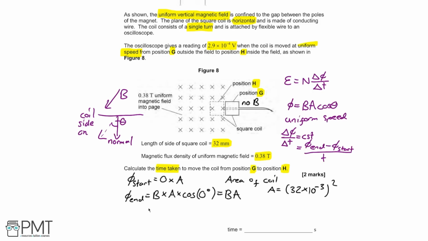Then we can rearrange our equation for epsilon to make t the subject. So using that phi start is equal to 0, we keep phi end, and we divide by t, and then we use the fact that n is equal to 1. So I won't include it further. Therefore, we can say that t is equal to phi end divided by epsilon. So from there, we can put in the numbers for phi end and for epsilon. Specifically, the phi end is B times A.